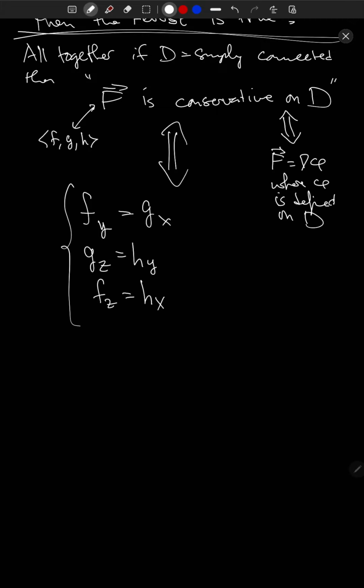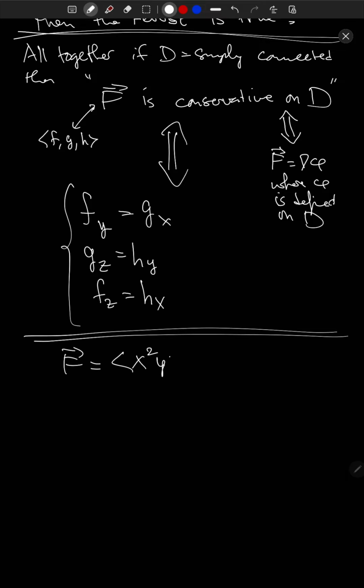So actually super straightforward. All you have to be able to do is take partial derivatives. If you see problems on homework that ask, is this vector field F equals whatever, I'm just going to make something up, x squared yz, cosine x, sine zy, 1 plus xy. Is this guy conservative?